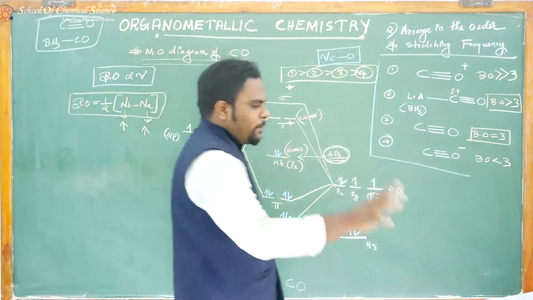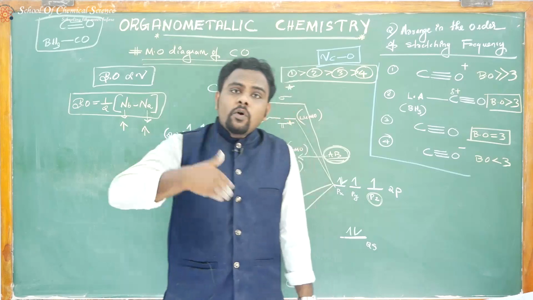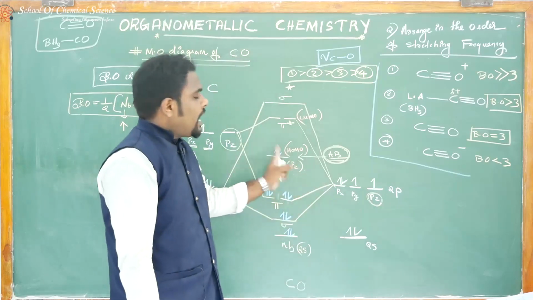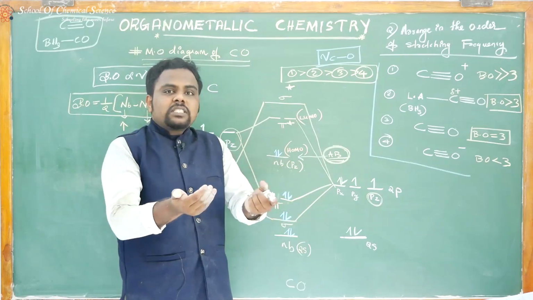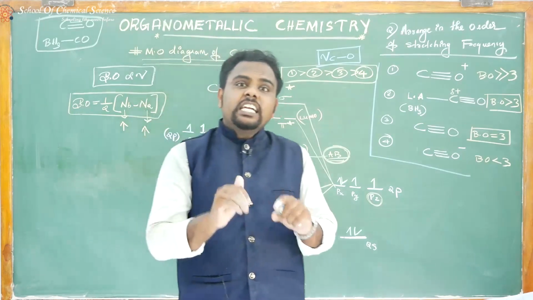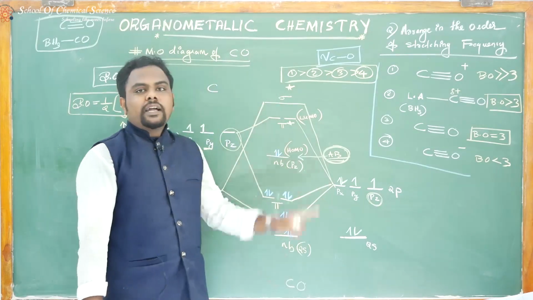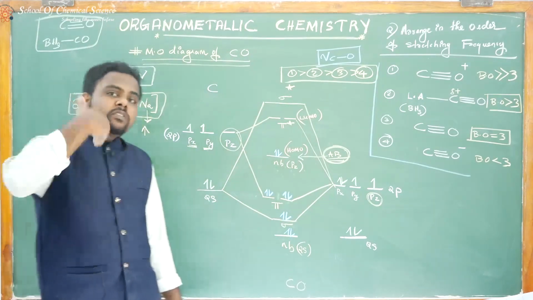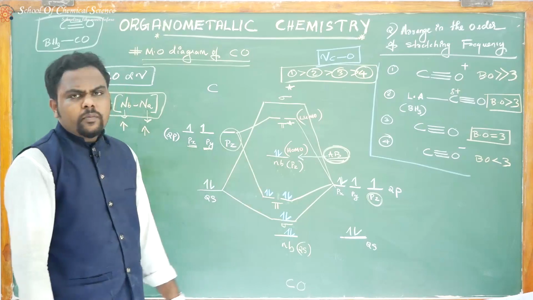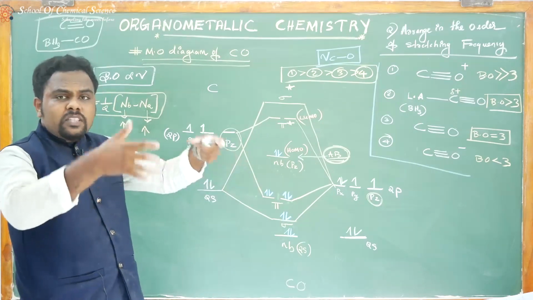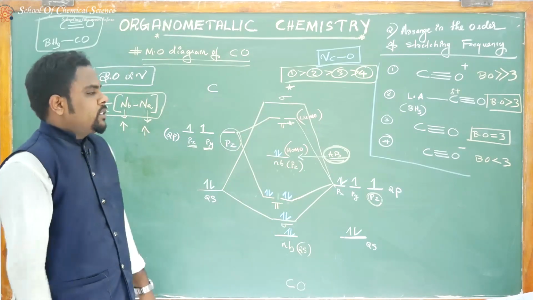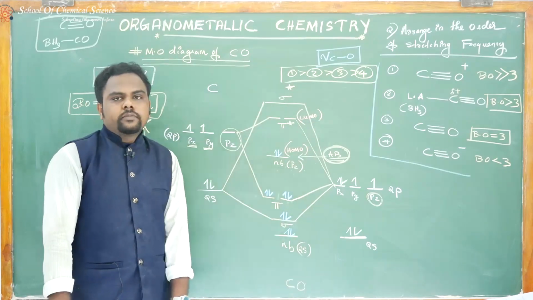So we can summarize: when carbon monoxide loses electron, bond order increases because electrons are lost from anti-bonding orbital. When carbon monoxide gains electron, bond order decreases because electrons are added to anti-bonding orbital. Once again, when carbon monoxide loses electron, bond order increases. Why? Electrons are lost from anti-bonding orbital. When carbon monoxide gains electron, bond order decreases because electrons are added to anti-bonding orbital. So that is the case, very important.